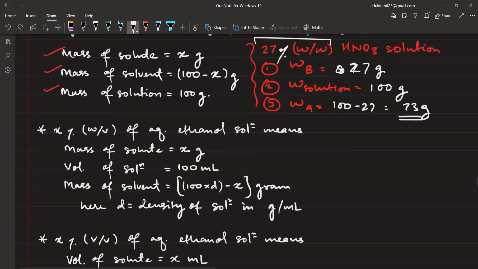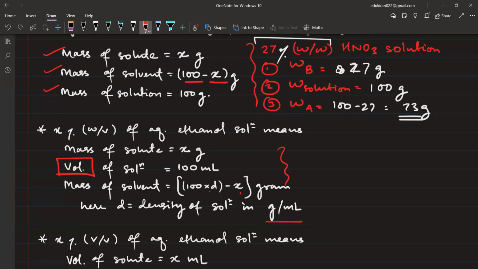Now, next, look here, all of you. Next is when you have X percentage W upon V. W upon V means mass by volume percentage. Earlier it was only mass percentage. Of aqueous ethanol solution means mass of solute is equal to X grams. Volume of solution will be equal to 100 ml. Mass of solution is the volume of the solution, 100, into its density. Mass of solvent will be equal to mass of solution minus mass of solute, as in the previous case. But here, since we have the volume of solution, we convert the volume to mass by multiplying by density. D is the density of solution in grams per ml.